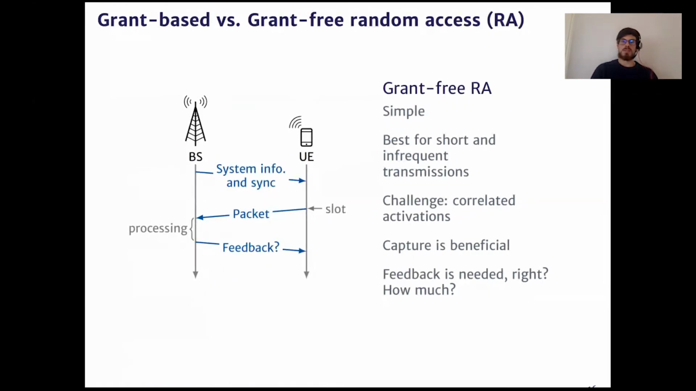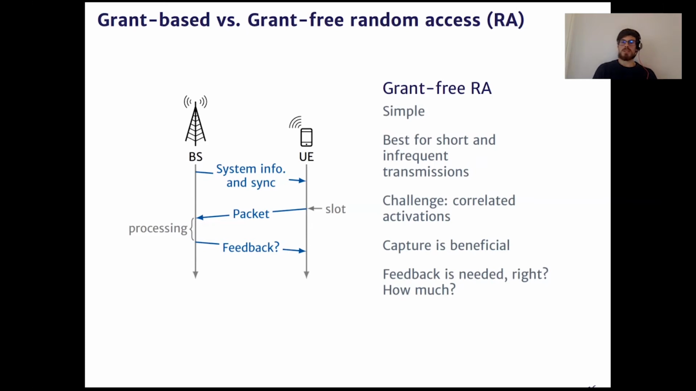So compared to grant-free random access, we can see that we need some system information and synchronization. Then when we have a slot, we will transmit the packet. We have probably some processing, and if we want to have it, some feedback, or we just simply replicate the packet. I will talk about that. The benefit of grant-free random access is that it's simple. It's best for short and infrequent transmissions. So basically, you will be willing to go through this process several times a day, for example, if you're only going to transmit 32 bytes. So it sounds good for URLLC.